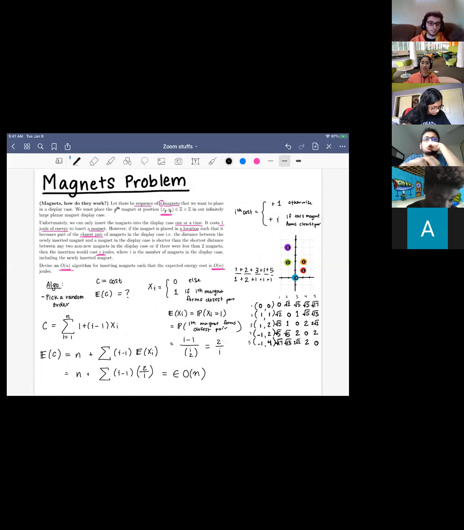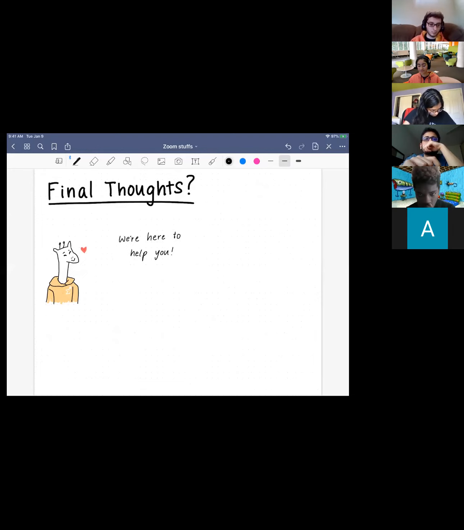You would also have to show that its runtime is O of n, which is pretty straightforward because we aren't doing anything other than placing the magnets down. We don't really care what order they're in.